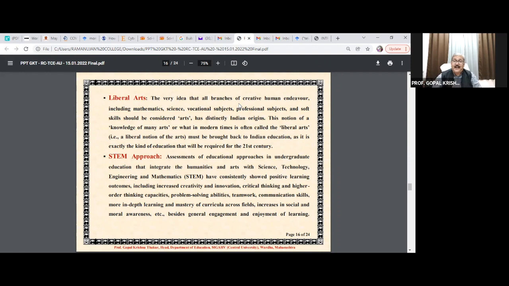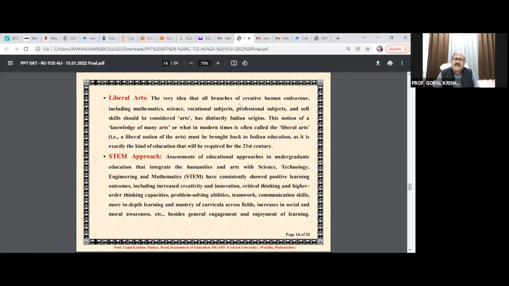introduces another idea, a liberal notion of arts. This pair of words, liberal arts, suggests being liberal about confining one particular subject into a watertight compartment. So far, if I am in the science stream, PCM, in 12th, I will have to study physics, chemistry, and mathematics. If I intend to join the medical stream, I will have to study physics, chemistry, biology.